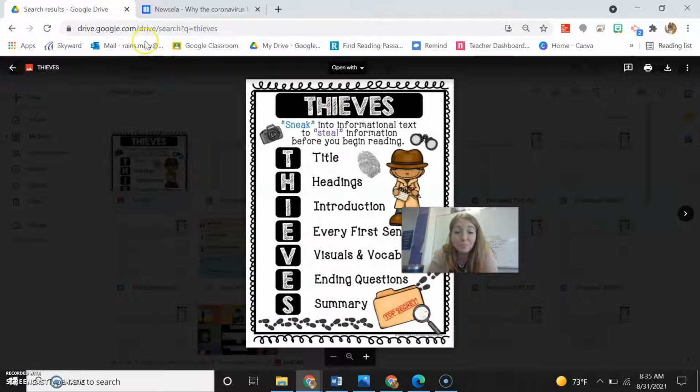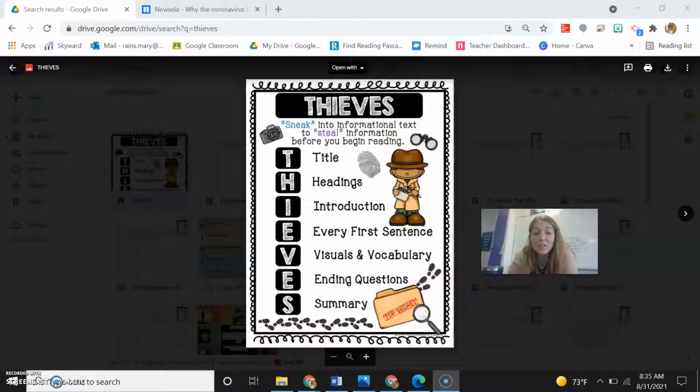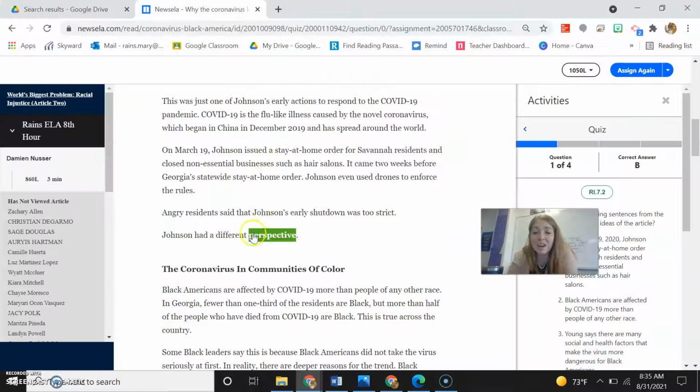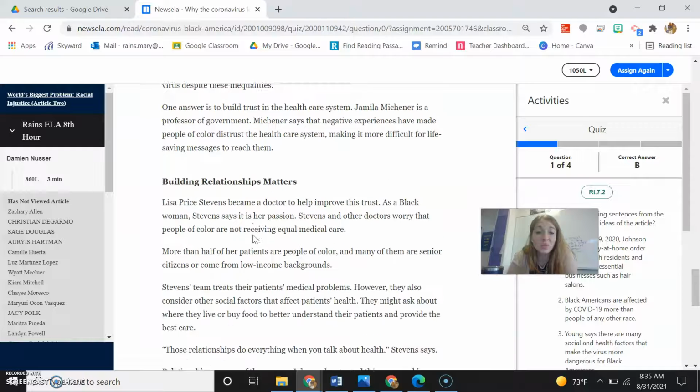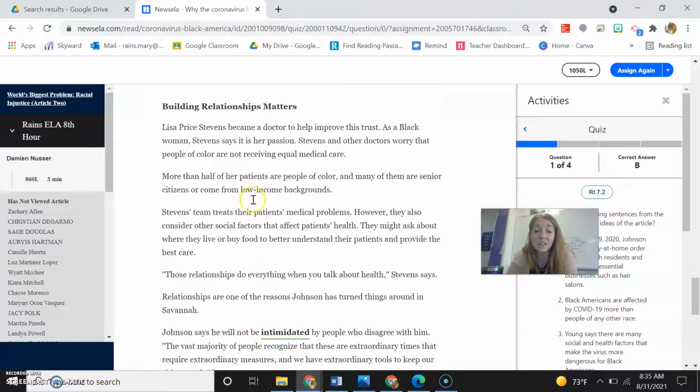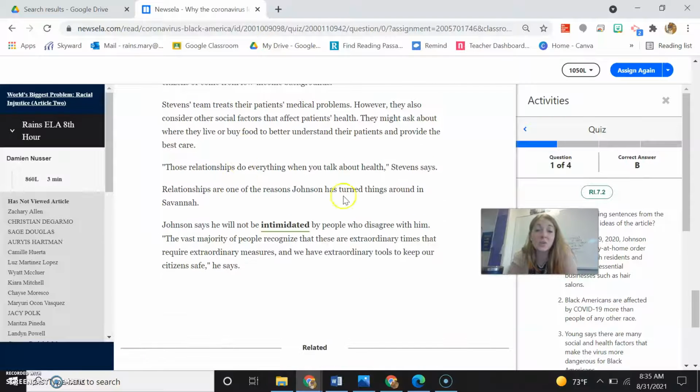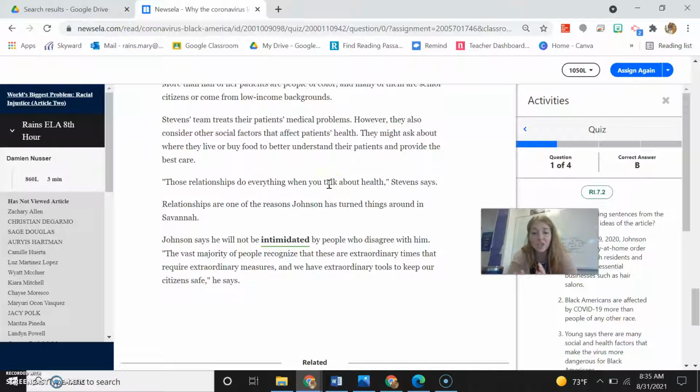And then the last thing would be the summary, which would be the end of the article. For this article, it doesn't really say summary, it just has a last section. So I would do the last paragraph. If it doesn't have a summary section, I would just do the last paragraph of the article.